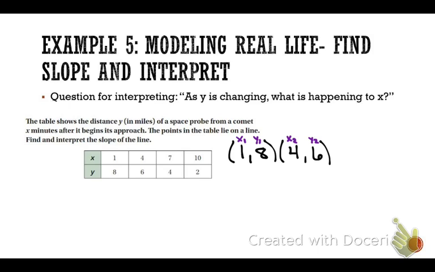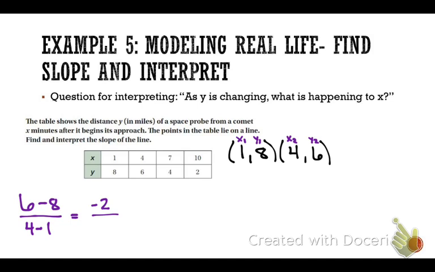Anybody have the formula memorized yet? Y2, say it with me, minus Y1 over X2 minus X1. Wasn't so bad, was it? It kind of has this rhythm to it that makes it easy to memorize. So, which one is my Y2 value? Yes, 6 minus 8 over 4 minus 1. Very good. So now I subtract. 6 minus 8 is negative 2 over 4 minus 1 is 3.